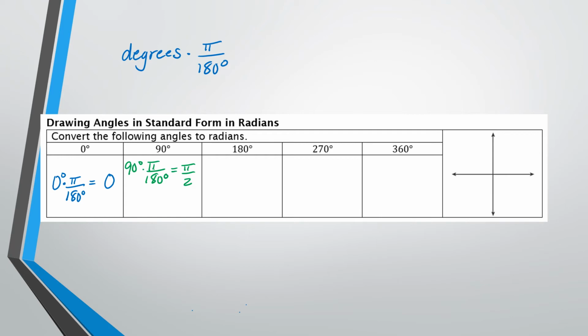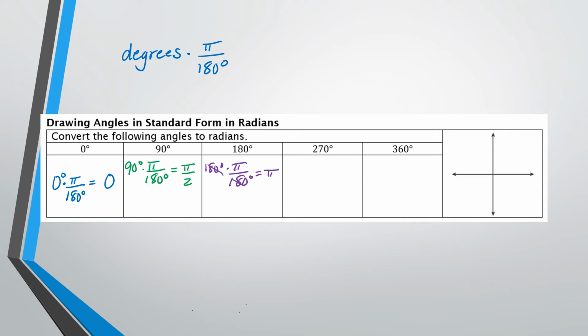All right, next we need to talk about 180 degrees. So I'm going to do 180 degrees times pi over 180 degrees. These 180s cancel each other out, and all I have left is pi. So that means that 180 degrees is equivalent to pi radians.